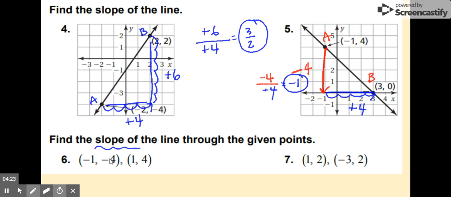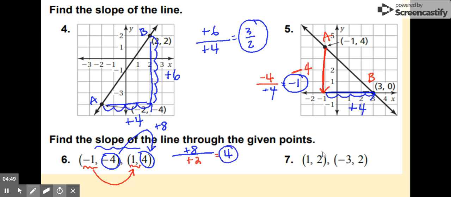Find the slope of the line through the given points. We practice this. So the change in y, the second number is y. What is the change from negative 4 to 4? You need to add 8, right? And what is the change from negative 1 to 1? Look at the number line. It's increased by 2. So if you simplify, the answer is going to be 4. What's the change from 2 to 2? No change. 0.